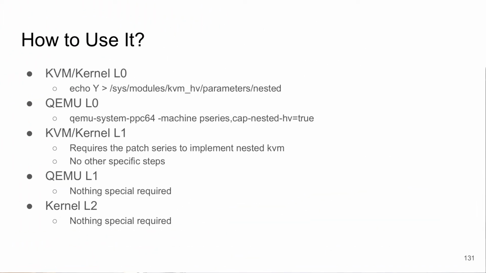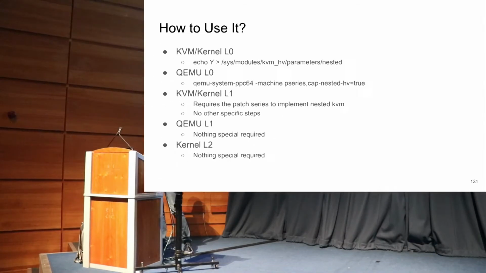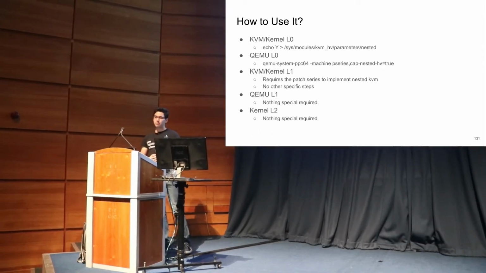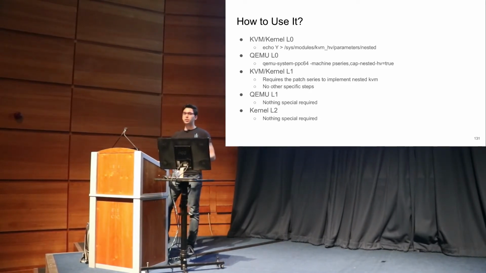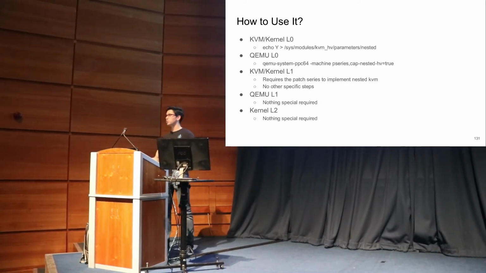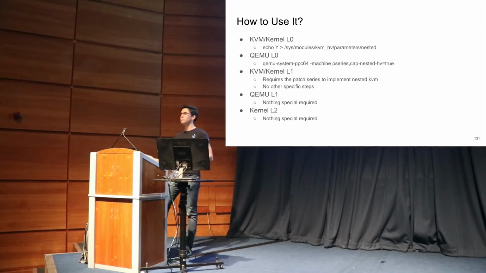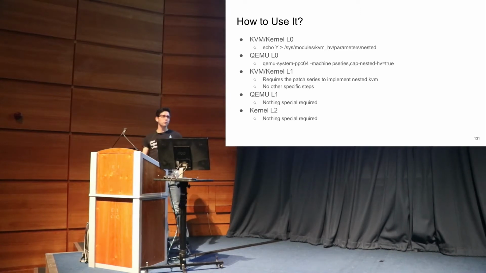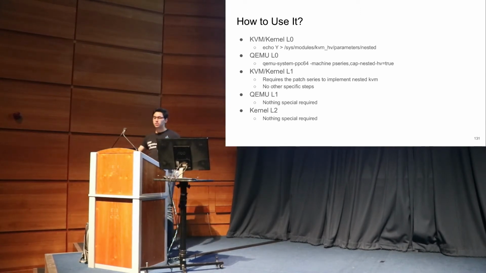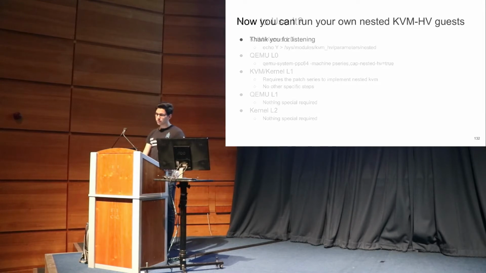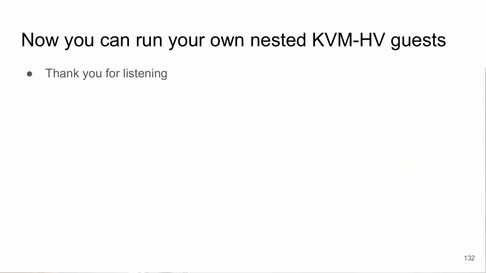So finally, how do you use it? In level 0 on your kernel, you need to enable it as a module parameter. And then in level 0 QEMU, you just set cap-nested-hv=true on your QEMU command line. In level 1, in your kernel, you need the same patches you did in level 0, but there are no specific steps to take. And then for your level 1 QEMU and level 2 kernel, there's nothing extra to do. It just works. So there we go. Now you can run your own nested KVM-HV guests.